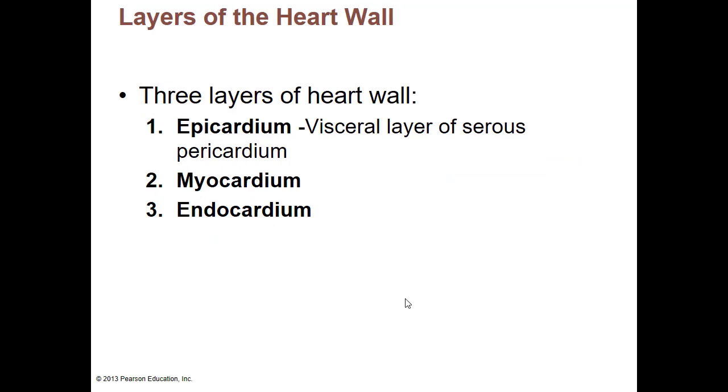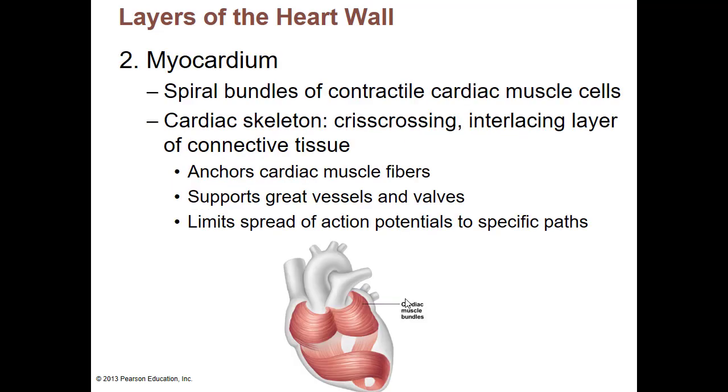Now, there are 3 layers of the heart wall. The epicardium is that bottom layer of the cavity. Then there's the myocardium and the endocardium, which are my next 2 slides. Anything myo means muscle. We just got done learning muscles. A lot of things in muscles had myo in it. Well, the myocardium is really the muscle layer of the heart. It's the part that's doing everything.